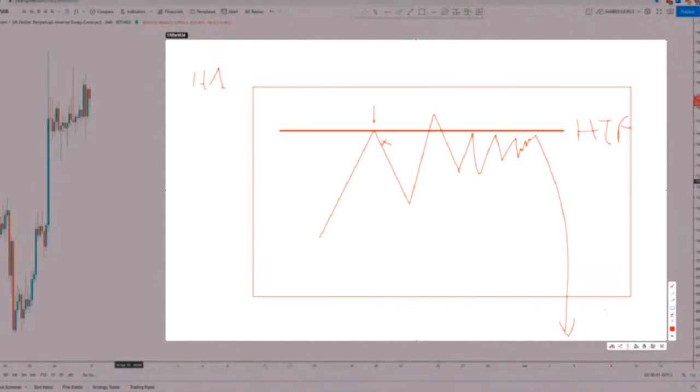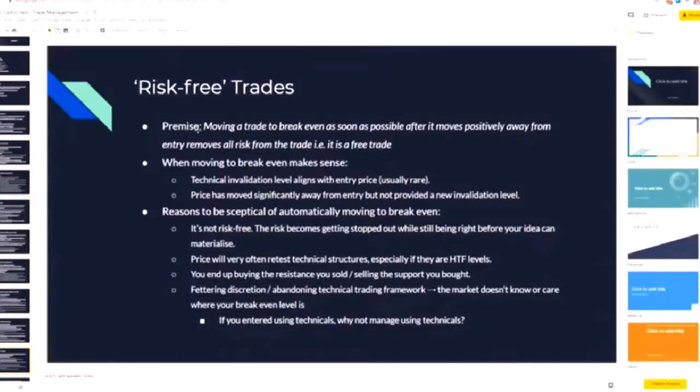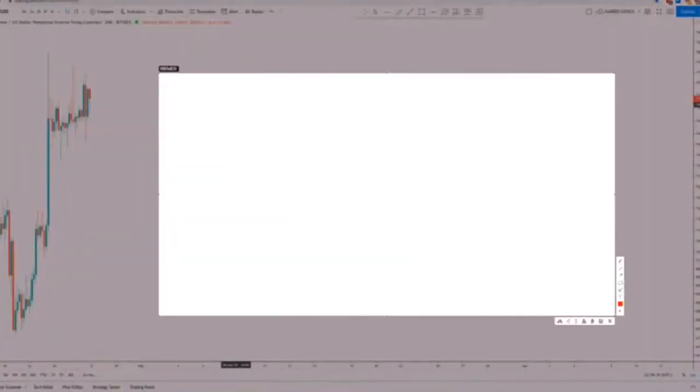But on an intraday basis, you get these sort of scenarios where you end up selling, or you essentially end up buying resistance, right? That's kind of the point I'm making with this point here. Not only will price very often retest technical structures, but you end up buying the resistance you sold or selling the support that you bought, right? Just to make that very clear, we've got a high time frame level here, okay? Prices come into it, sold off, and you move your stop to the level, if you're short with a stop market order, if that gets triggered, that's an order to buy at market. So what are you doing in essence? You are buying at resistance.